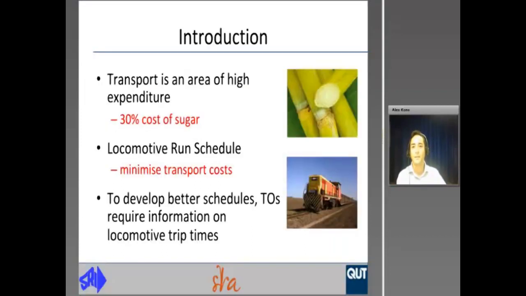So just a brief introduction. Transport is an area of high expenditure. It's about 30% of the cost of sugar. And to minimize transport costs, mill staff called traffic officers develop locomotive run schedules. And to develop better schedules, traffic officers require information on locomotive trip times.